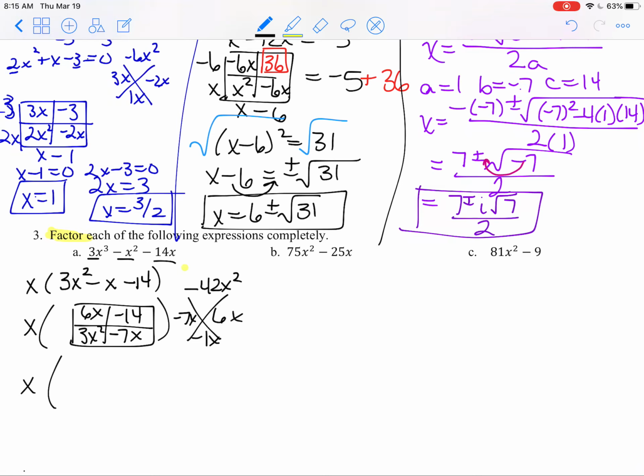Now we just factor. Out of 3x squared and negative 7x, I can take out an x. And that's going to give me 3x minus 7. Going vertically, what times 3 gives me 6, and that is a positive 2. So there's x plus 2 and 3x minus 7. There's my factors, and I'm done. Once I have no more squared terms, I am done. Okay? Please, please, please do not solve. Because there's no equal sign to start with, you can't solve it anyway. Next one.